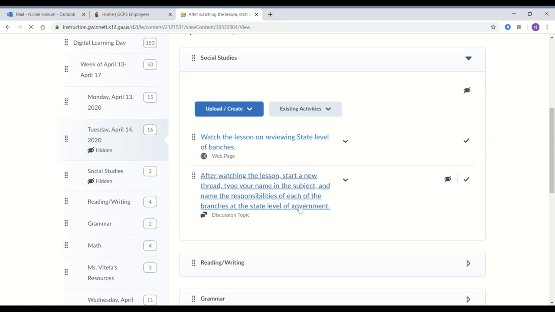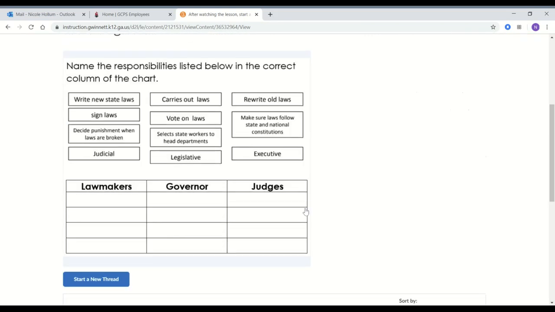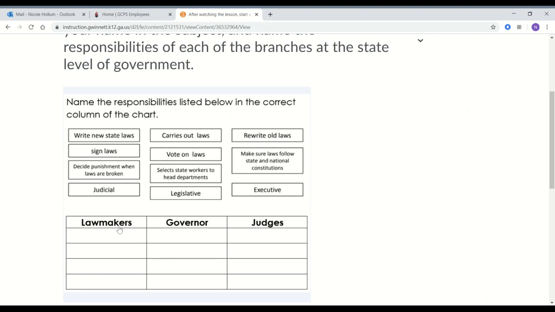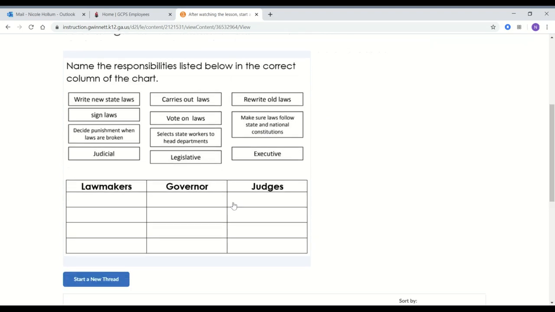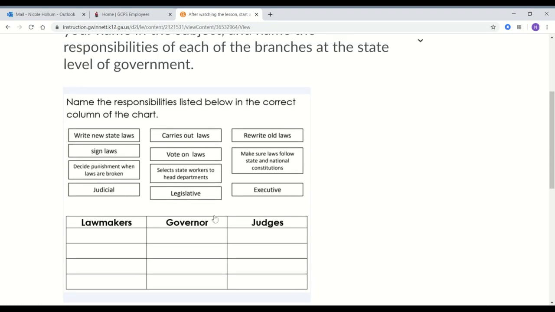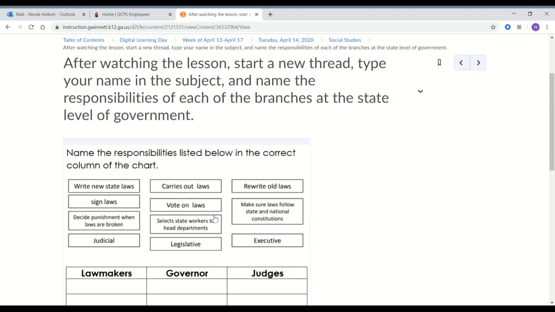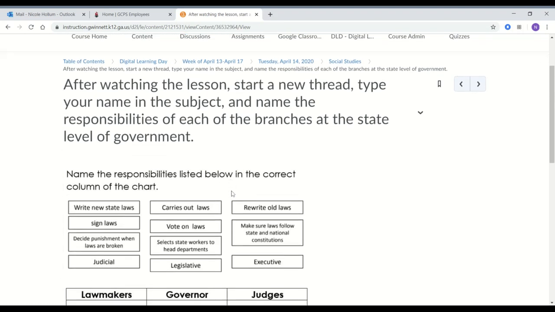So let me show you really quick what that looks like. So you're going to choose the lawmakers. What are the responsibilities? Here are your choices. Same thing for the governor and same thing for judges. Okay, these are your choices to use. Just make sure that you're watching the lesson. Okay, there won't be the same number for each one. So it's really important that you're taking notes. You can even use the lesson from yesterday. Remember, that's still available if you go to Monday.